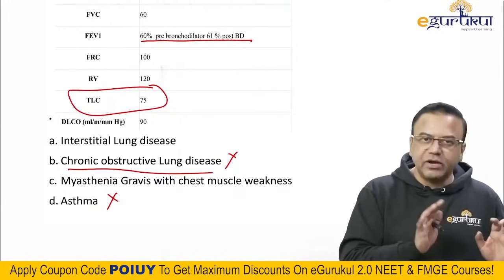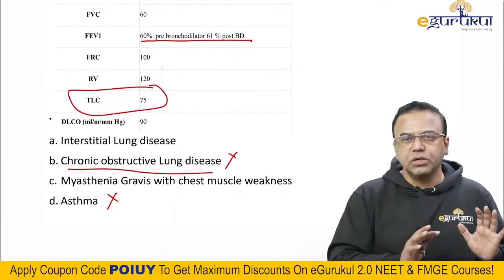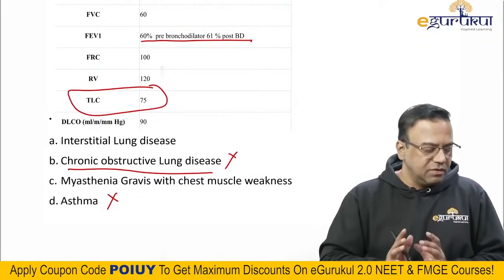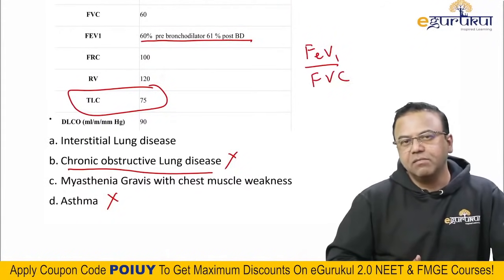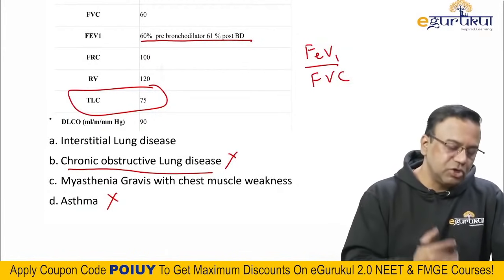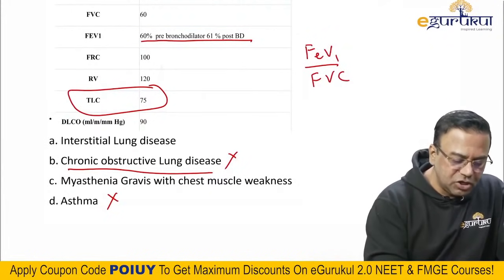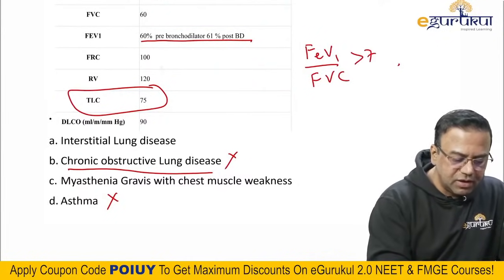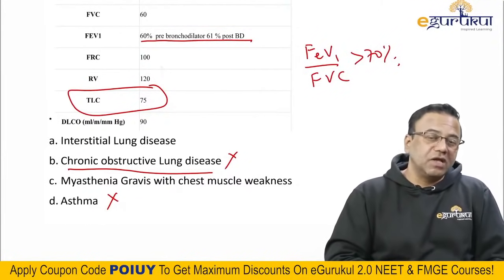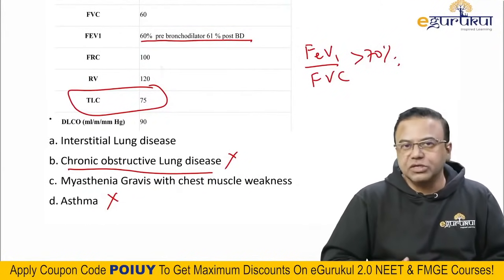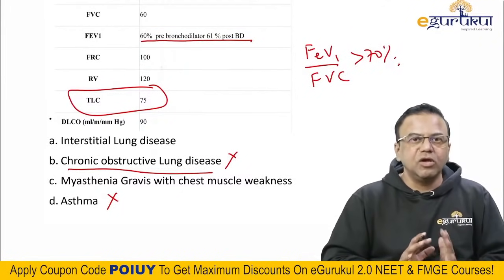Just looking at total lung capacity itself, you can come to a conclusion whether it's obstructive or restrictive. If total lung capacity is not given, then look at the FEV1/FVC ratio. In this case they're given separately, but in many MCQs they'll give you the ratio itself. If the ratio is less than 70%, then the answer is obstructive. If the ratio is more than 70%, then you can say this is restrictive. They've not given the ratio over here, but total lung capacity is a major clue for us. This cannot be obstructive lung disease.